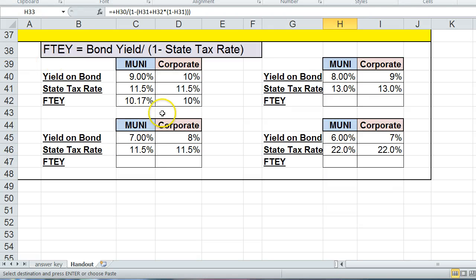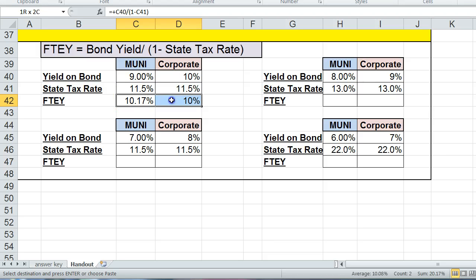So in this case, the formula once again is the bond yield divided by 1 minus the state tax rate. Here's the formula: bond yield divided by 1 minus state tax rate. It's similar to the formula above, but here we're using the state tax rate instead of the federal tax rate. And again, the corporates are always expressed in a fully taxable equivalent yield. It's the munis that need to be calculated.